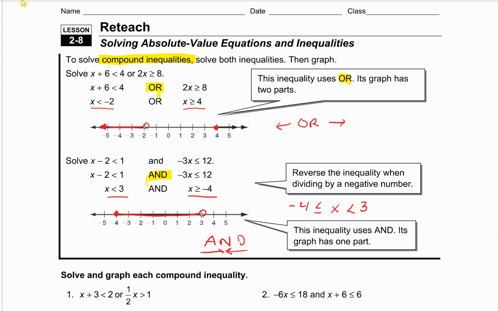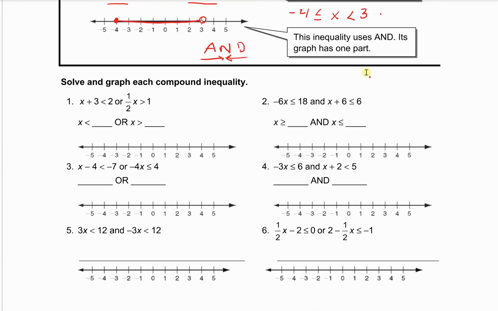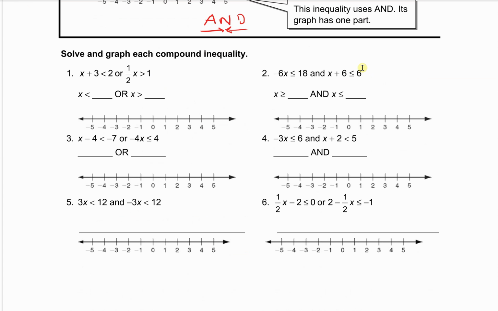Now how can you tell whether you get an and or an or? Ors are easy to tell. You're going to see the word or. There's no other way to represent that. And you might see the word and, or you might see a situation like we've got here, where you've got this expression in the middle and you've got to solve either side. So let's work out some of these and see what we get.